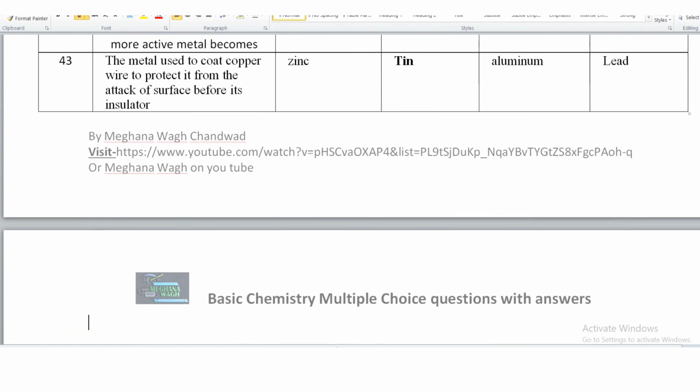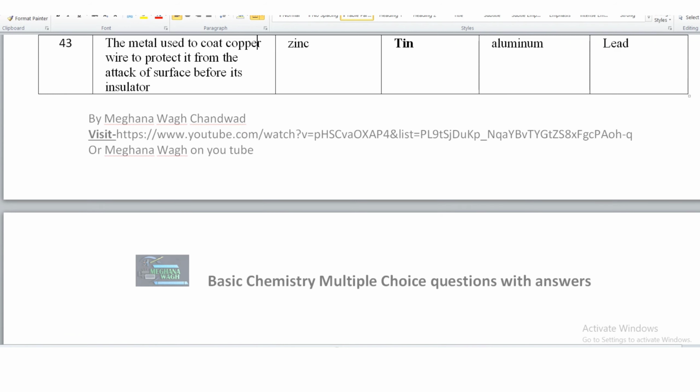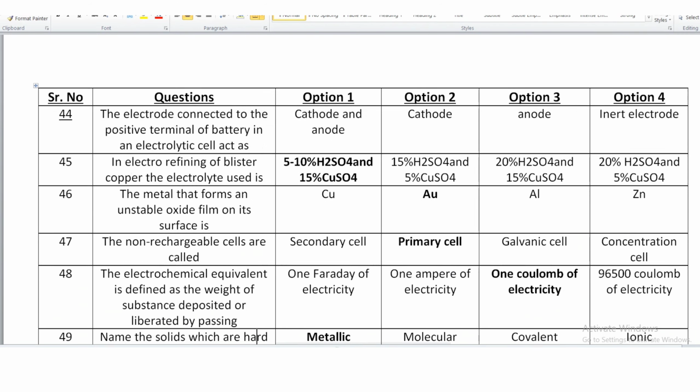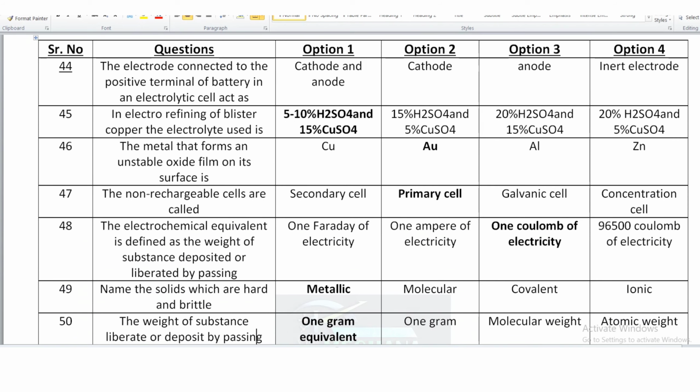Then question number 43: the metal used to coat copper wire to protect it from the attack of sulfur before its insulation is tin. Tin is used on copper wires. Then the next question: the electrode connected to the positive terminal of the battery in an electrolytic cell acts as the cathode. It is the answer. Cathode is the electrode which is connected to the positive pole of the battery.